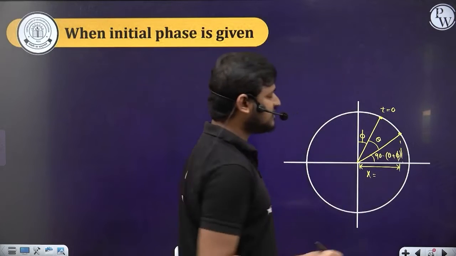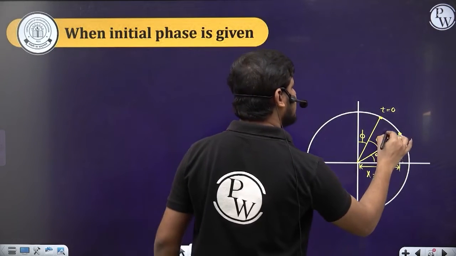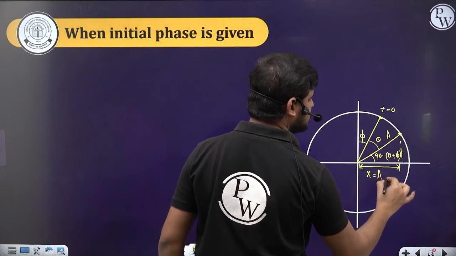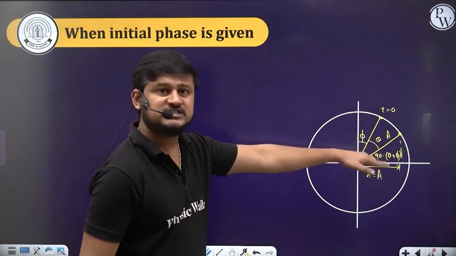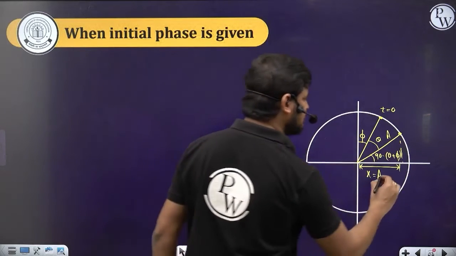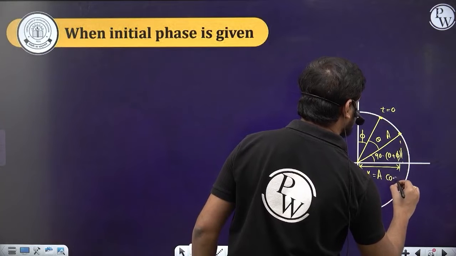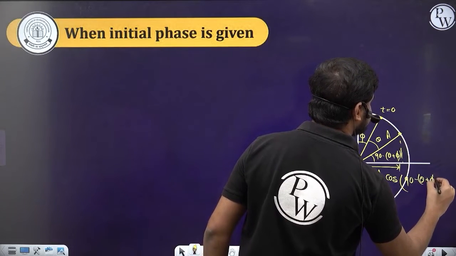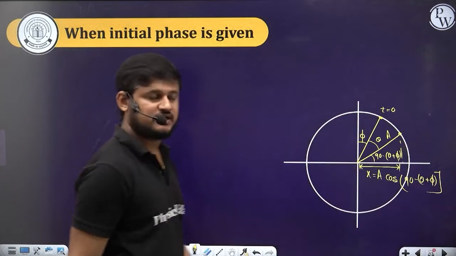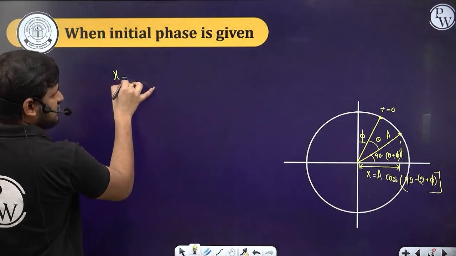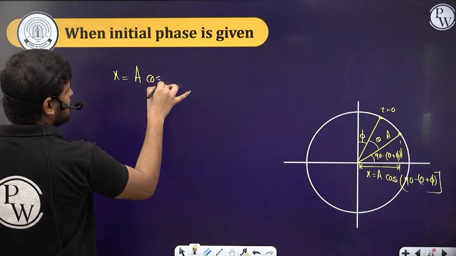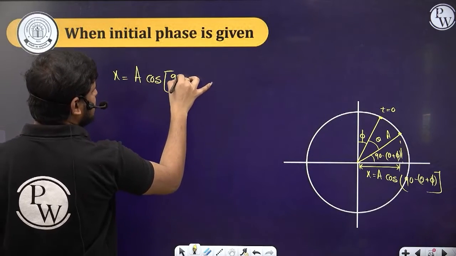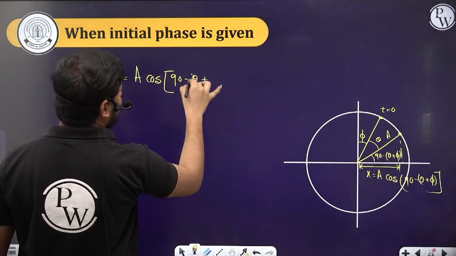90 minus theta plus phi. So this side, if the equation length is a, then x is equal to a cos of 90 minus theta plus phi. Yes or no? So the simple thing: therefore x is equal to a cos of 90 minus theta plus phi.